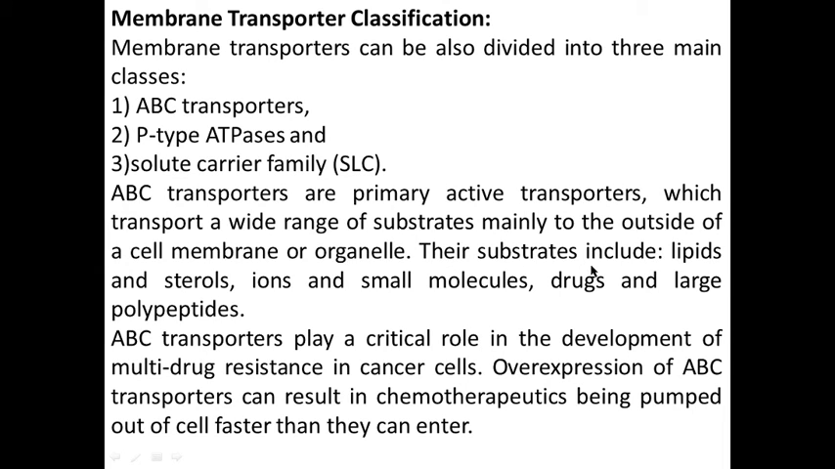Their substrates include lipids and sterols, ions and small molecules, drugs and large polypeptides. ABC transporters play a critical role in the development of multi-drug resistance in cancer cells. Overexpression of ABC transporters can result in chemotherapeutics being pumped out of the cell faster than they can enter.